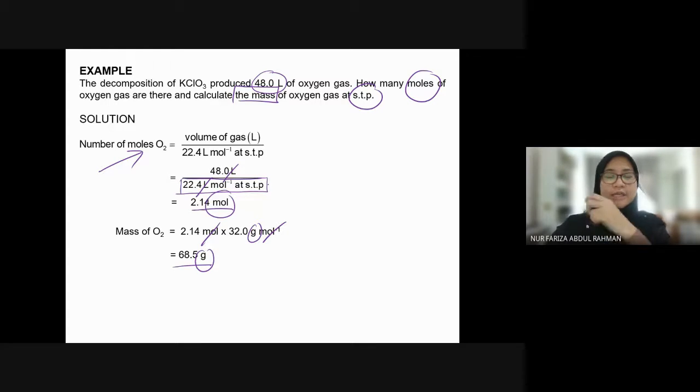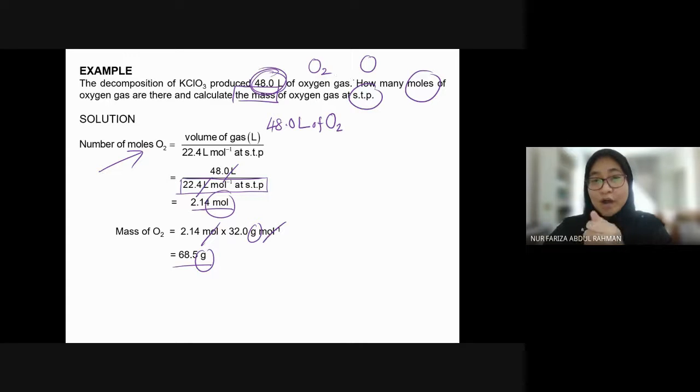The unit appears. Alternative to this, let's try using dimensional analysis. So we have the information. We have 48.0 liter of what? Of oxygen gas. Oxygen gas means O2. O alone is an oxygen atom. So please know how to differentiate between these two, as it will differ in terms of the molar mass later on.